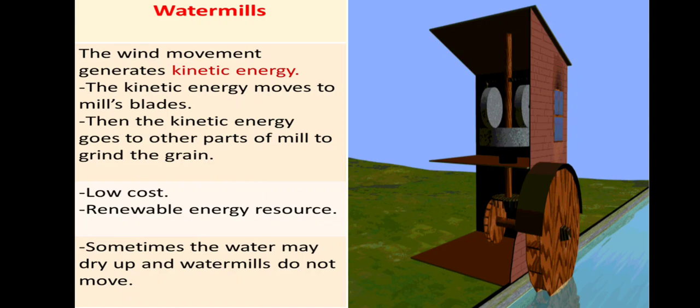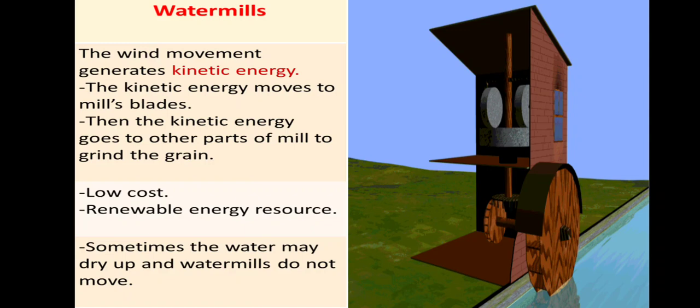Both of them use the renewable resource of energy, water or wind, to make kinetic energy and make the blades move. When the blades move, it will make the rocks inside the windmills and the watermills start to move on the grain to make flour. So, one more time.